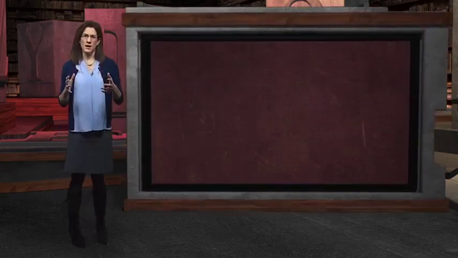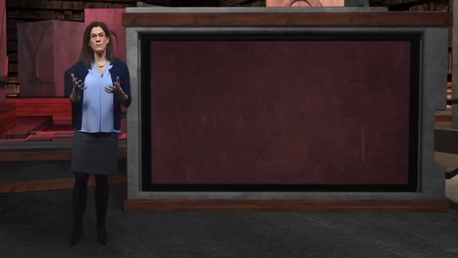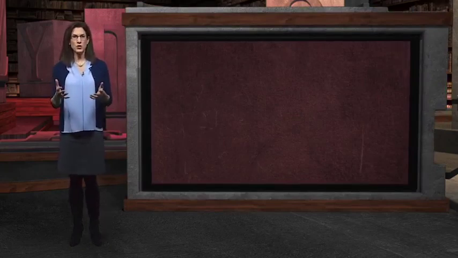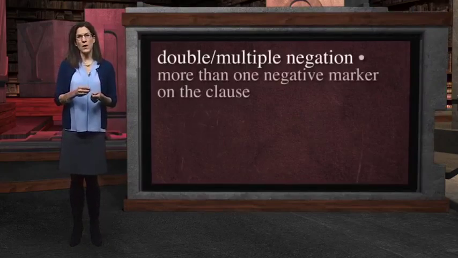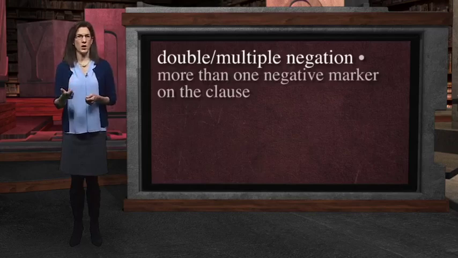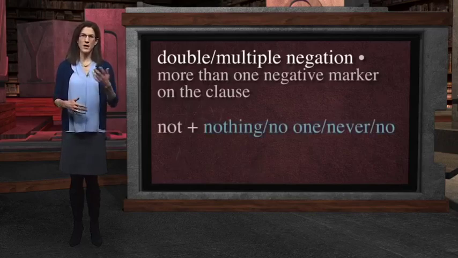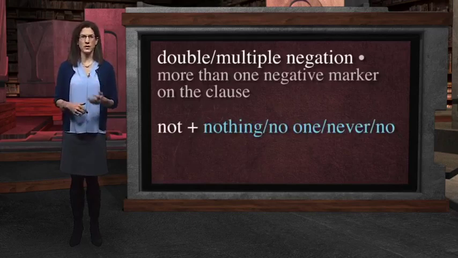I want to talk about this here because the history of double negation shows us that the standard can change over time. And this is a really useful perspective to have as we think about descriptive and prescriptive grammar. All right, so double, or sometimes we call it multiple negation because you can have more than two. This occurs when we have more than one negative marker on the clause. So that could be not plus nothing, not plus no one, not plus never, not plus no.